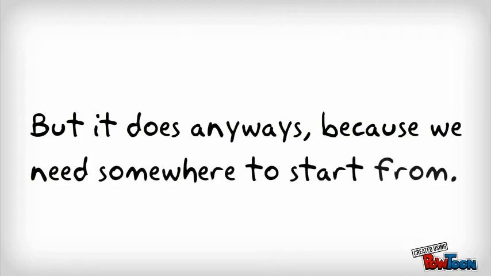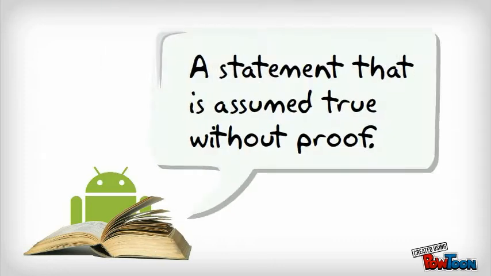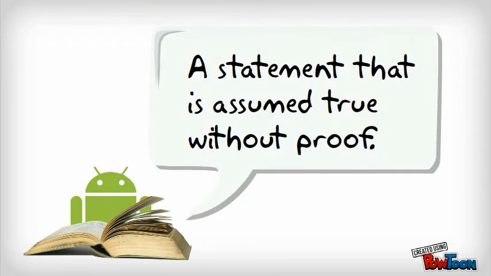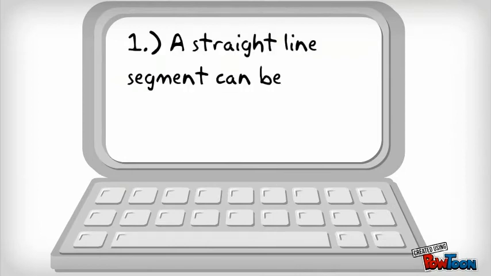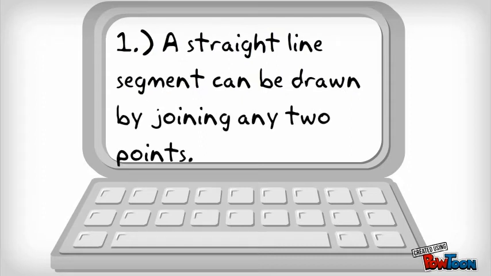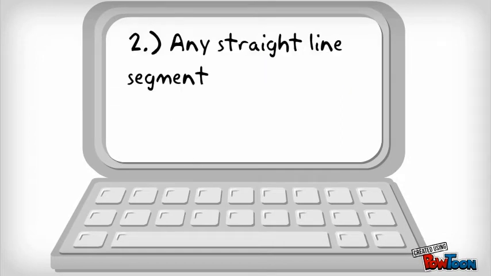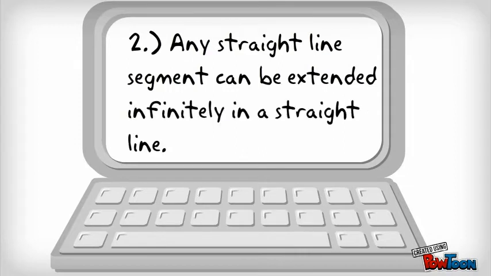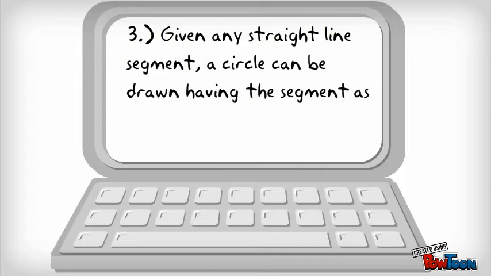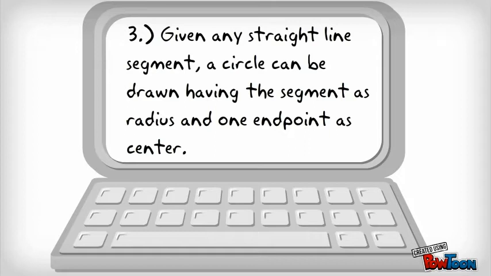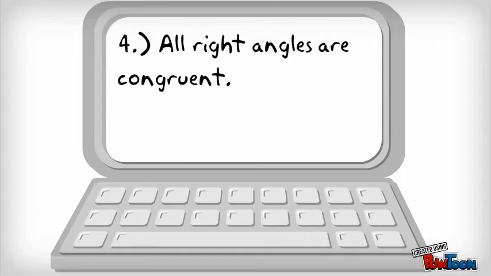But Euclid wanted to feel smart, so he called his theory an axiom, or a postulate. A postulate is a statement that is assumed true without proof. Euclid had 4 postulates, which hopefully sums up everything in geometry. 1. A straight line segment can be drawn by joining any 2 points. 2. Any straight line segment can be extended infinitely in a straight line. 3. Given any straight line segment, a circle can be drawn having the segment as its radius and one endpoint as center. And 4. All right angles are congruent.